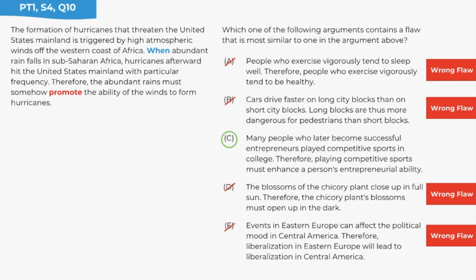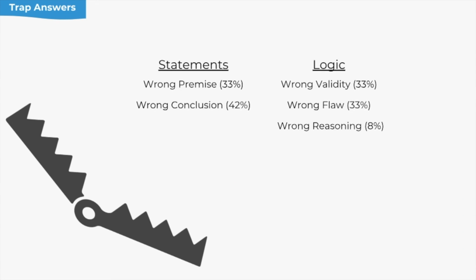And so now we've seen an example of each: conditional logic, comparison, and causation. And what we want to do now is think about the kind of trap answers that we were seeing along the way. So the trap answers that you really want to be on the lookout for, right? 33% of wrong answers on parallel flaw questions are wrong because they have a different kind of premise. There's a structural mismatch between the premise in the stimulus and the premise in the answer choice. 42% of wrong answers are wrong because they have the wrong conclusion compared with the stimulus, right?